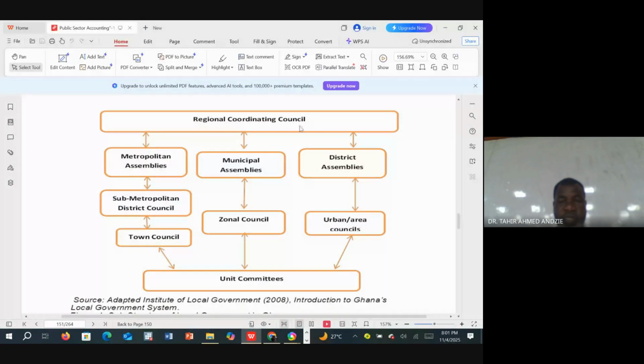So the first one is the regional coordinating council, followed by the metropolitan, municipal and district assemblies, MDAs, and then we have either the sub metros or the town councils, and then the zonal council. So this is the sub metros. So the sub metros can be either town councils, zonal councils, or the urban council, and the unit committee.